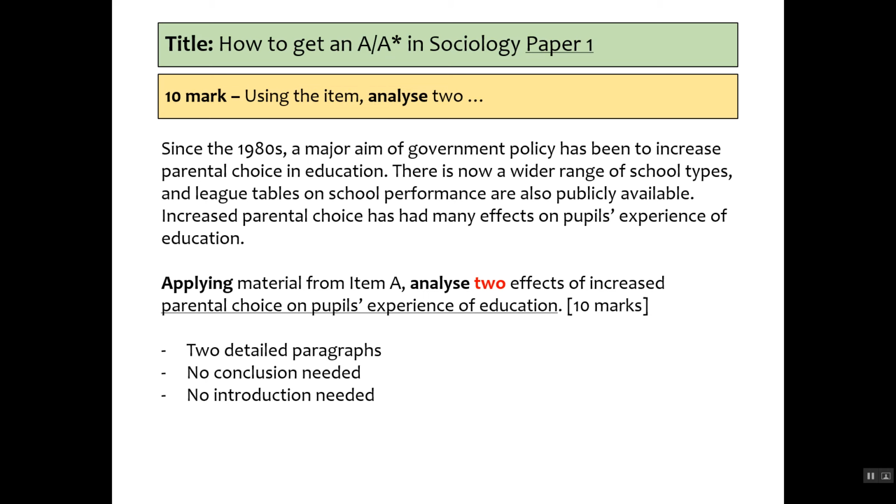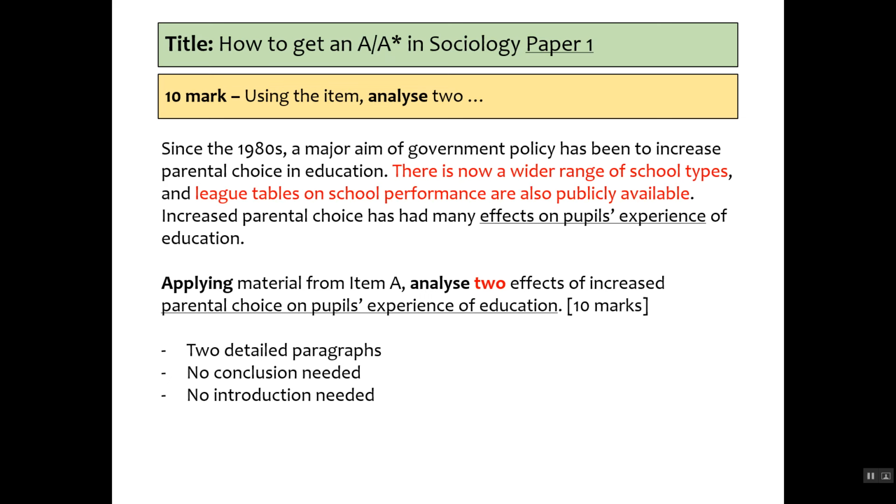Now the question is specifically asking you to look at parental choice on pupils' experiences of education. So we must apply whatever item A says to that pupils' experience of education. And of course, pupils' experience of education changes dramatically when we take into account school tables and school types. So we must have at least 2 detailed paragraphs. You do not need to write a conclusion, you do not need to write an introduction, and you should spend a maximum of 15 minutes on this question, preferably closer to 12.